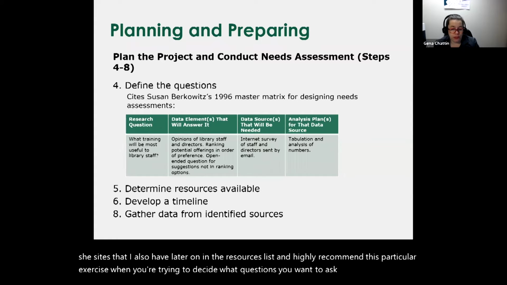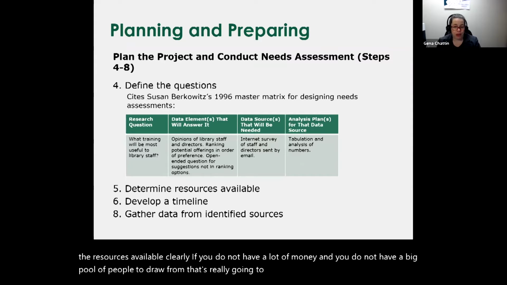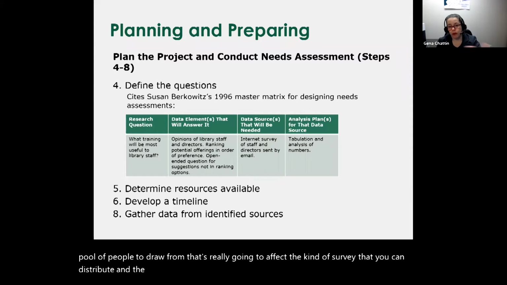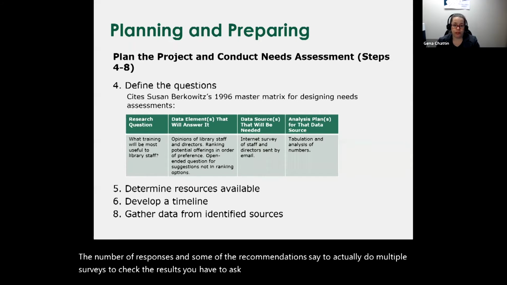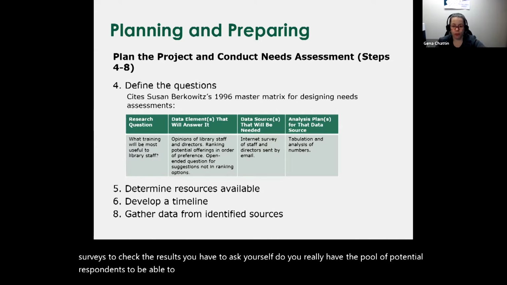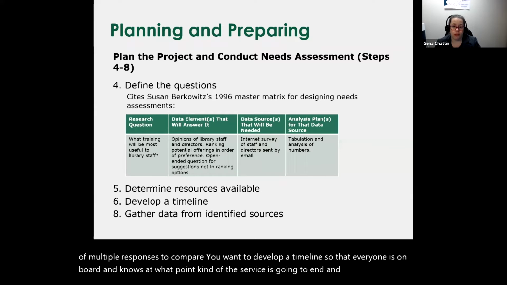You need to determine the resources available clearly. If you do not have a lot of money and you do not have a big pool of people to draw from, that's really going to affect the kind of survey that you can distribute and the number of people, the number of responses. And some of the recommendations say to actually do multiple surveys to check the results. You have to ask yourself, do you really have the pool of potential respondents to be able to do that? And if so, what is the best way to generate the sort of multiple responses to compare? You want to develop a timeline so that everyone is on board and knows at what point the survey is going to end, and then what the responses and the reactions are going to be.